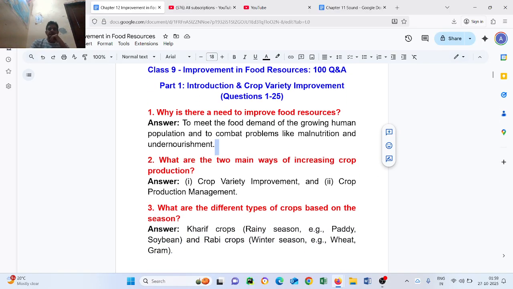Question number 2: What are the two main ways of increasing crop production? There are two methods of improving crop production. First is crop variety improvement, the second is crop production management.